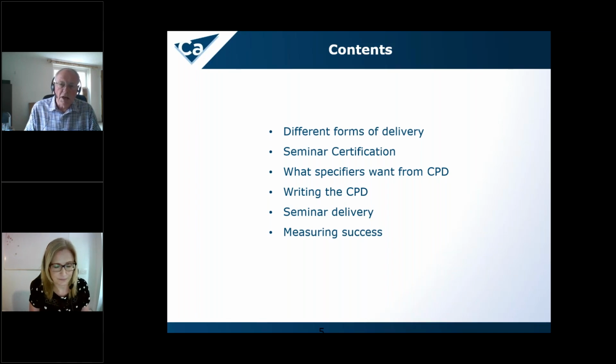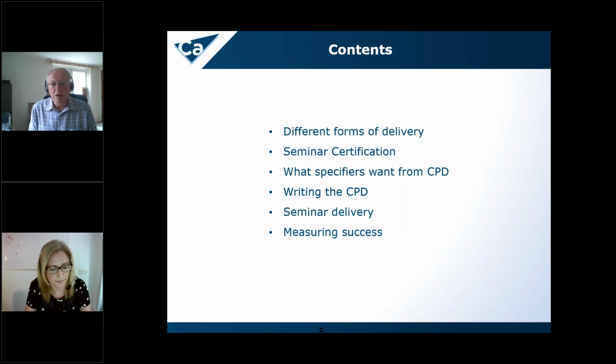You also touched there on the hidden agenda, and the hidden agenda really is the sales message. Now, as a technical training document, it's not supposed to be selling, but clearly as a manufacturer, your purpose of delivering it is to sell your product. So it's about having those messages hidden away within the body of the CPD, and that I think is quite a skilled job, so that it isn't blatant, but it does get the message across. That comes in parallel with the other aspects of writing the seminar.